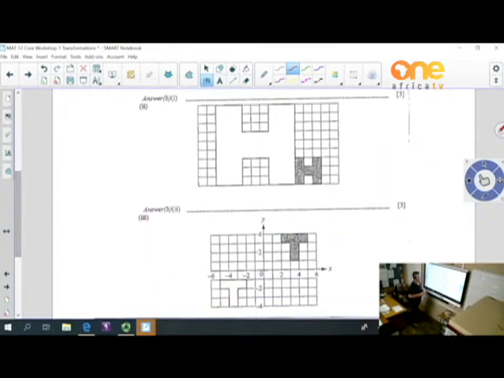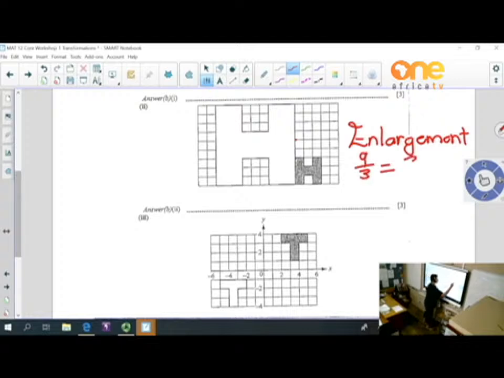The next question is obviously an enlargement. There we have to give the center and the scale factor. Now we can see this one is 3 blocks here, and this one is 3, 4, 5, 6, 7, 8, 9. So 9 over 3 gives you a scale factor of 3. The scale factor is 3.